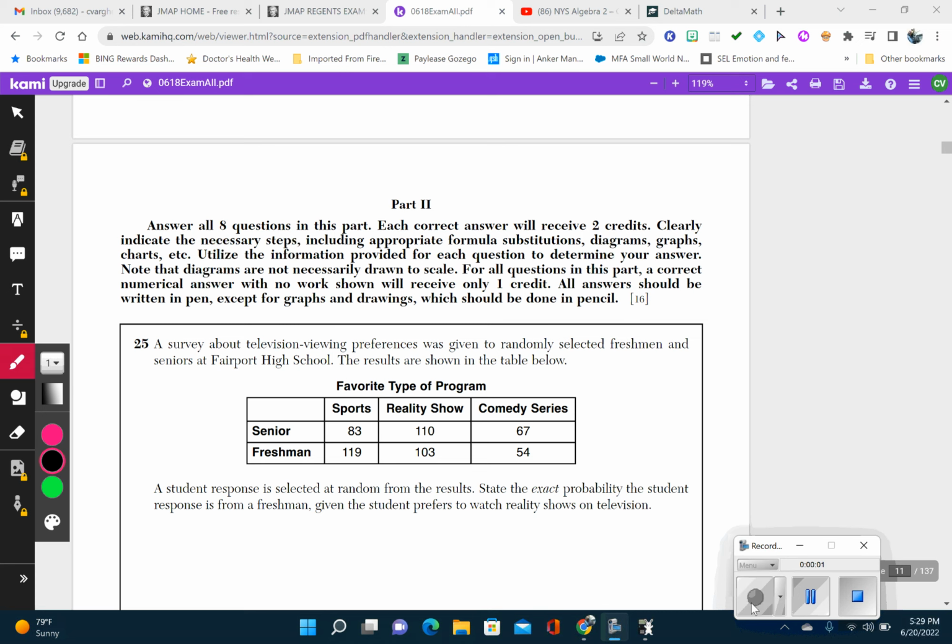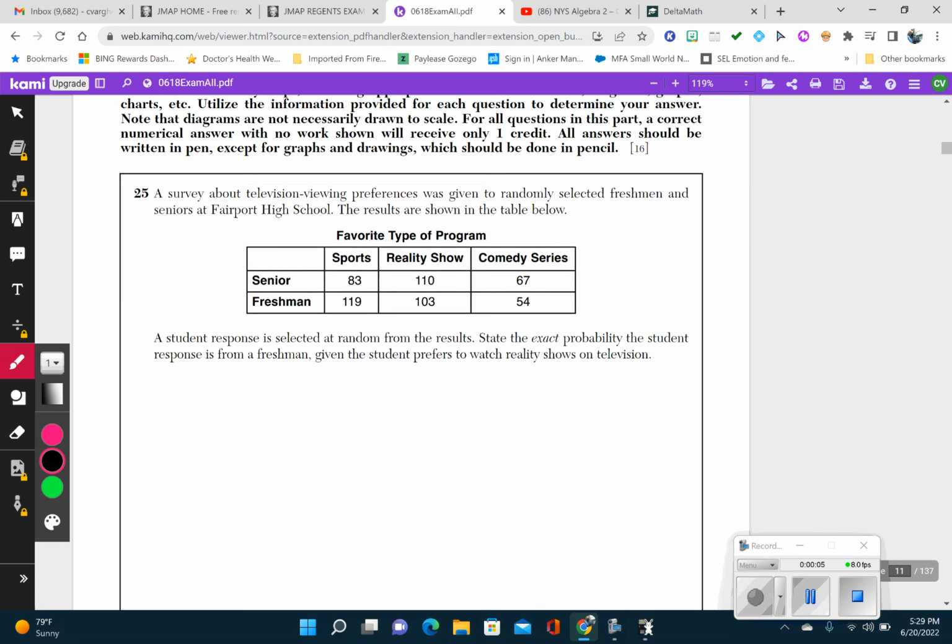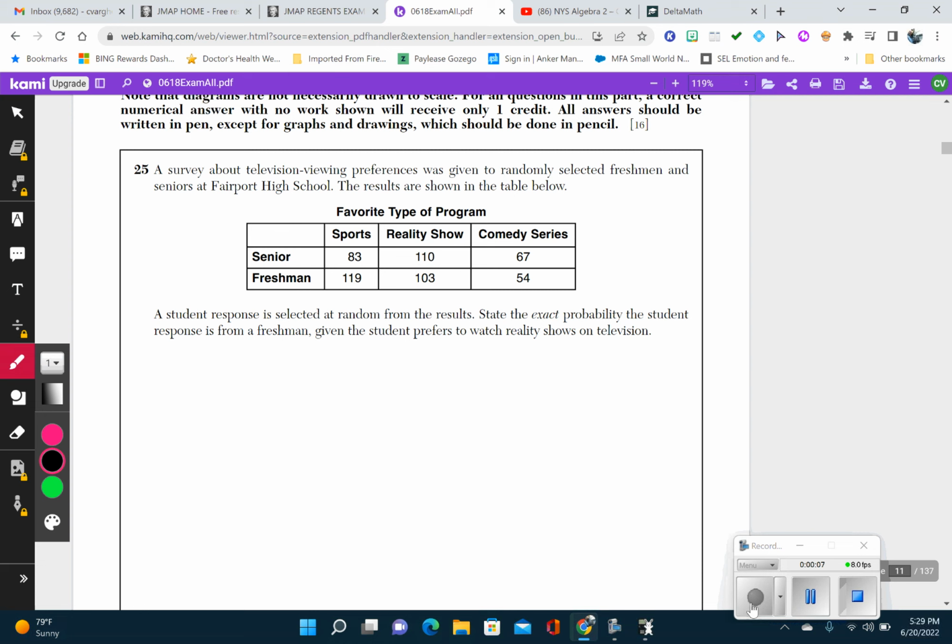So we're continuing. This is the June 2018 part 2. Okay. So this one is actually pretty easy once you understand what the word given means. Given means it's the probability of both, whatever they're telling you, divided by whatever the second one is. So after the word given, the total of that goes on the bottom, the second total. Okay. That's the formula for given.